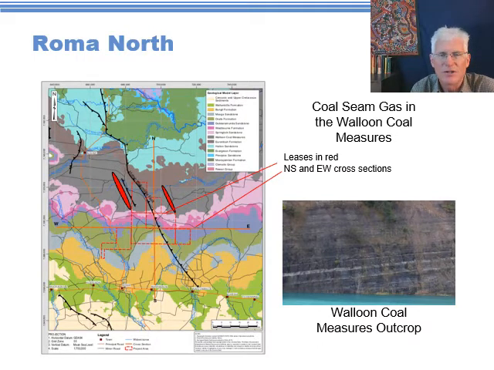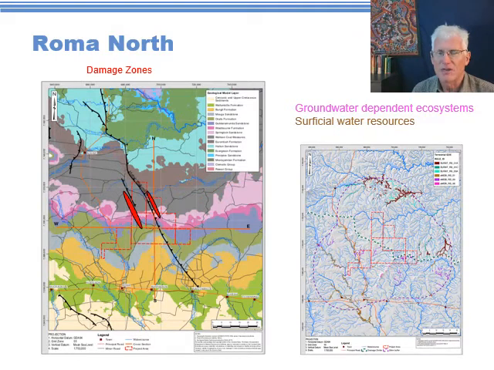In the map on the left, the lease areas are in red. There are a few major faults coming through, and the question is, will those faults have any impact on surface groundwater assets or near surface groundwater assets? So it comes down to a comparison of what sort of damage zones along those faults we would expect to potentially be important.